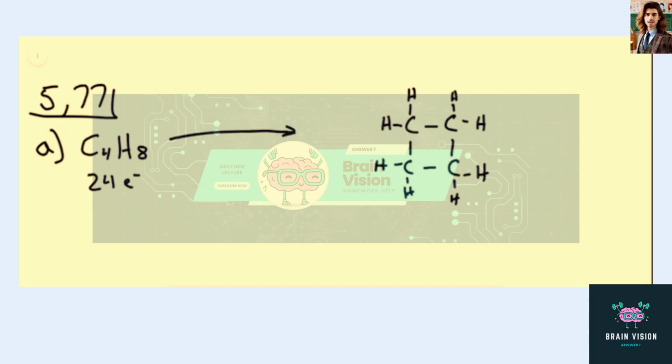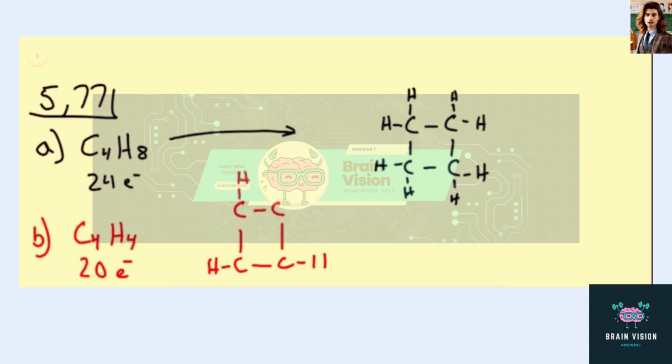So here we can put part B, which is now C4H4. So we have 4 fewer electrons because of 4 fewer hydrogen atoms. So again, we can draw our carbon skeleton with the 4 carbons. Now we have 1 hydrogen for each carbon, so that has changed. So now we've used up 16 electrons, so we have 4 left to assign.